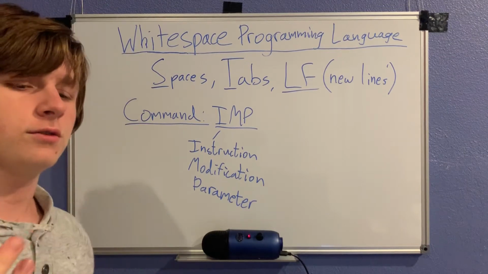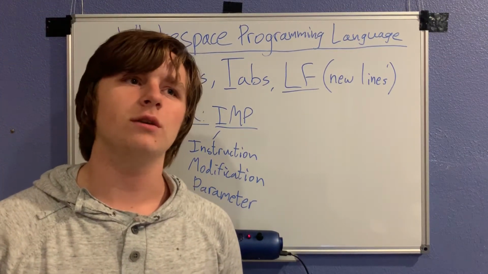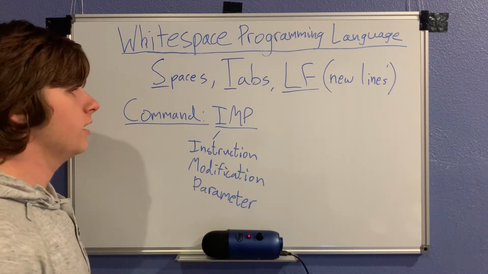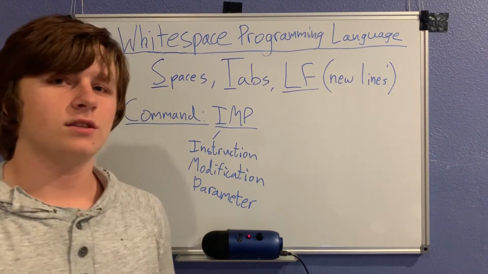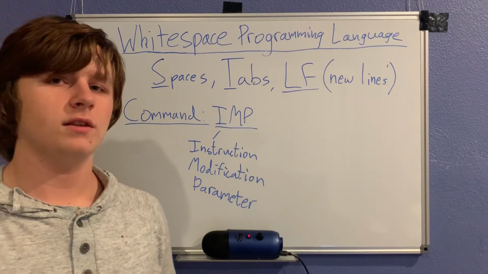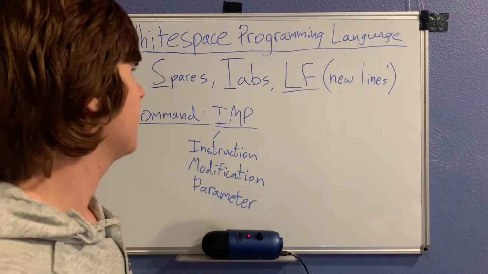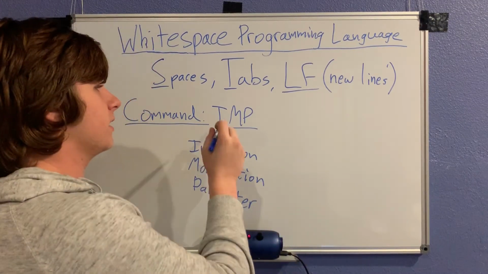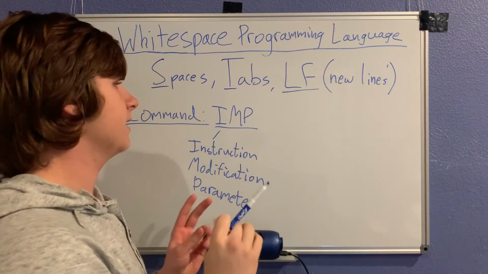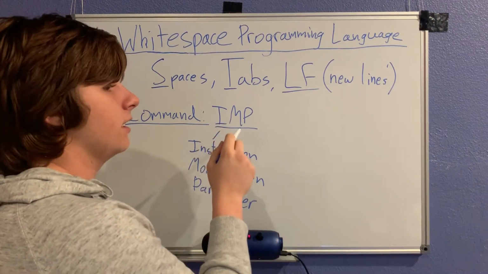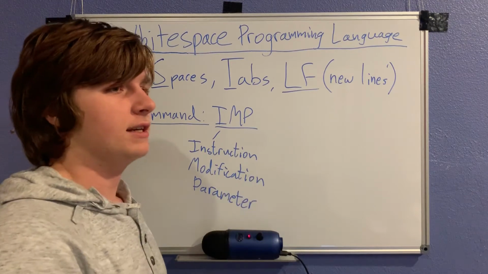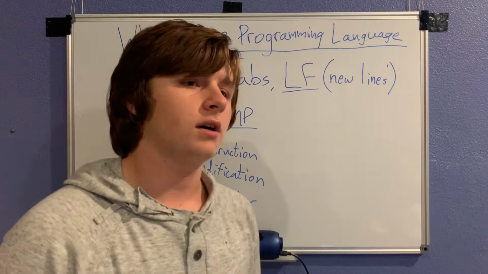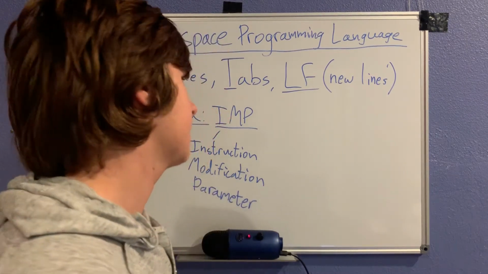With only 3 characters, you can't expect a language to do very much. And what the IMP, or instruction modification parameter, does is it just tries to broaden the amount of commands that it can do by saying that you have 5 types of commands. And the first part of every full command in the language has the IMP. And within every IMP, there are more commands you can do. So just think of it as a way to widen the functionality of the programming language.